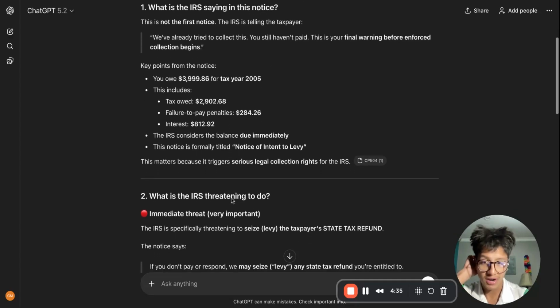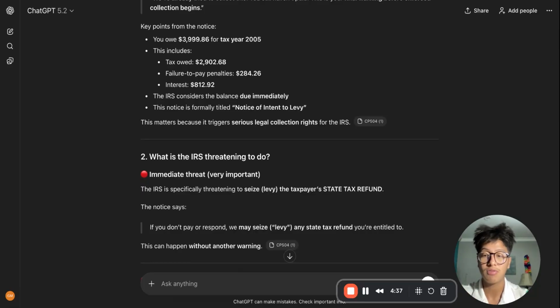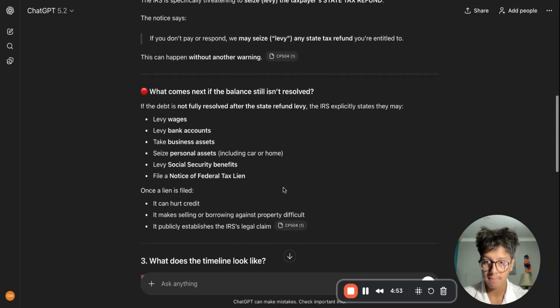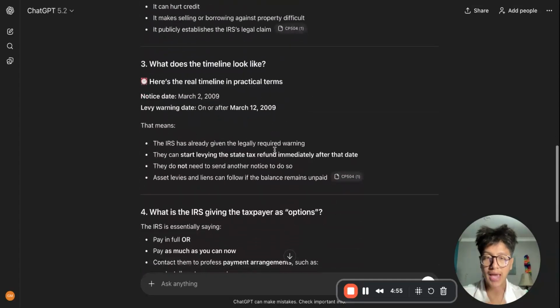I'm not going to go through this entirely with you guys, but I'm just letting you know the power of AI and what this does, okay? So once we have this, what is the IRS threatening to do? Immediate threat, very important, right? If you don't pay or respond, we may seize or levy any state tax refunds you're entitled to. You have to make sure this is obviously correct and aligns with tax law in the US. But nonetheless, we have structure.